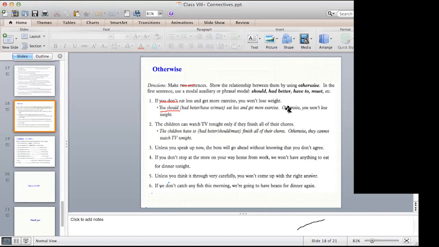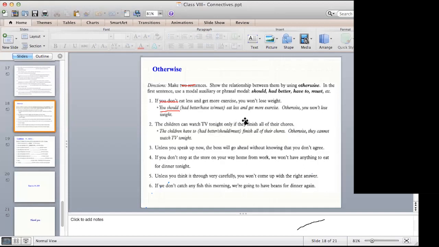Okay? Another example. The children can watch TV tonight only if they finish all of their chores. Okay? The children had better, well, because we can watch only if they finish. You remember only if, which means they must do something. It's a condition, all right? Specific, very specific condition. The children have to finish all of their chores, full stop. Otherwise, they cannot watch TV tonight. Okay? Which means they cannot watch TV unless.